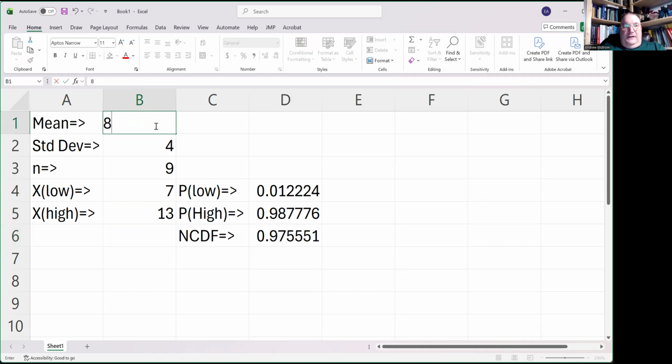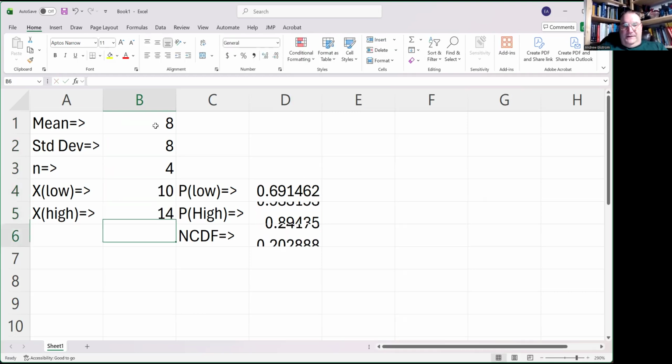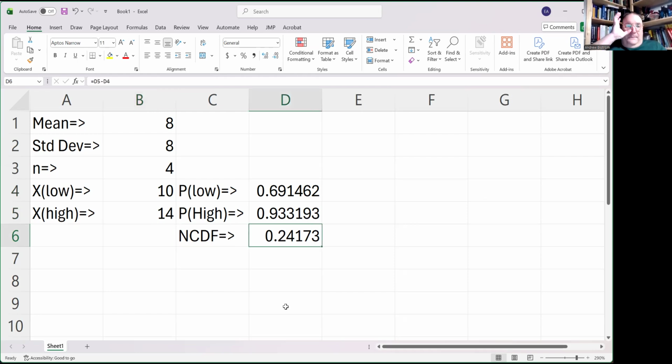So again, we want to look at the 8% average rate of return. 8% is the standard deviation. I've got my four stocks that I'm picking, and let's say I want to know what's the probability that I'm going to get 10 to 14% rate of return on that, which would be absolutely phenomenal. We can see here that it's telling me that that rate of return will occur about 24% of the time.